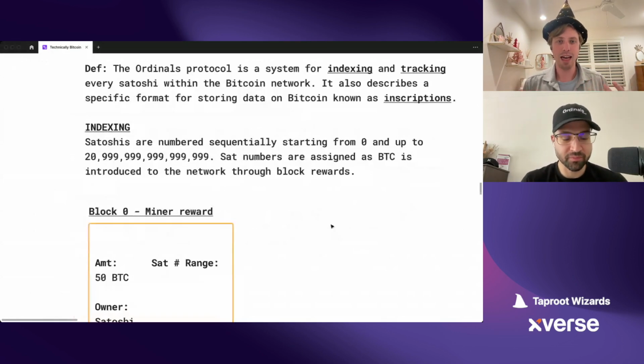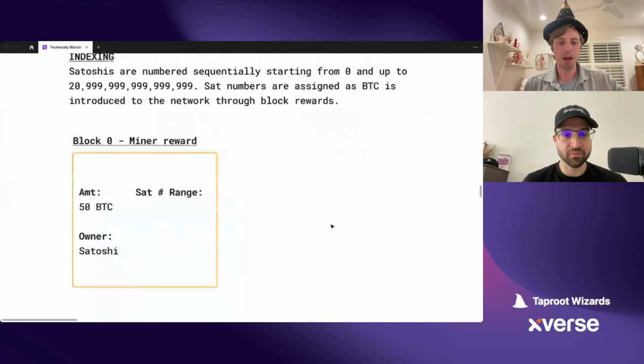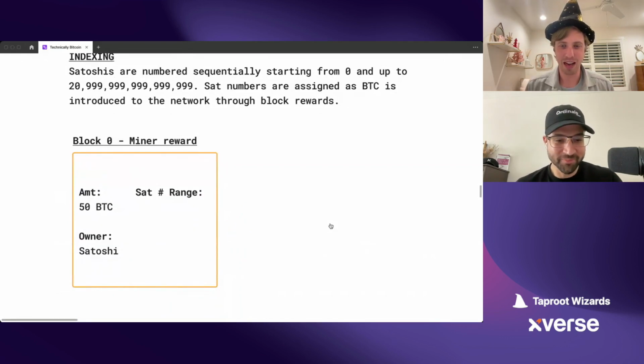These SAT numbers are assigned as Bitcoin is introduced to the network through block rewards. The block rewards are what miners get every time they find a new block. Let's start at the beginning, right? Block 0, Satoshi mines the first block of Bitcoin and gets a miner reward. How does the Ordinals Protocol think about this? Well, it says, okay, at this point in time, you got 50 Bitcoin if you mine a new block. And so I have 50 Bitcoin.